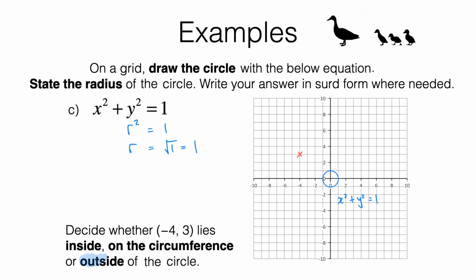But again, we could have worked this out without using the diagram. All we need to do is substitute the x and y values into here. And we find that negative 4 squared plus 3 squared is 25. The point is that is greater than 1. So we have a point where the x coordinate squared plus the y coordinate squared is much greater than r squared. So this must lie outside this circle.